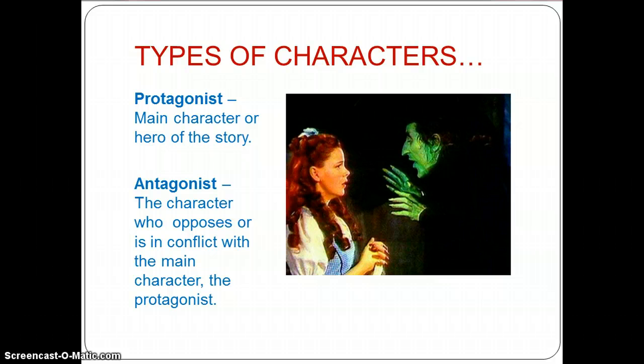There are 2 types of characters that we will focus on during this study: the protagonist and the antagonist. In this picture from The Wizard of Oz, Dorothy, the main character, is the hero. She is the protagonist. And the witch, of course, is the antagonist. She is the opposer, or is in conflict with Dorothy, the protagonist.